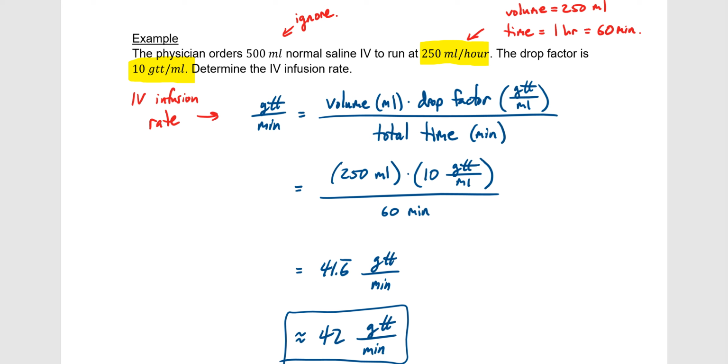So when we plug everything in, that's 250 times 10 divided by 60. We end up getting 41.6 repeating, which rounds to 42. So that is an IV infusion rate of 42 drops per minute.